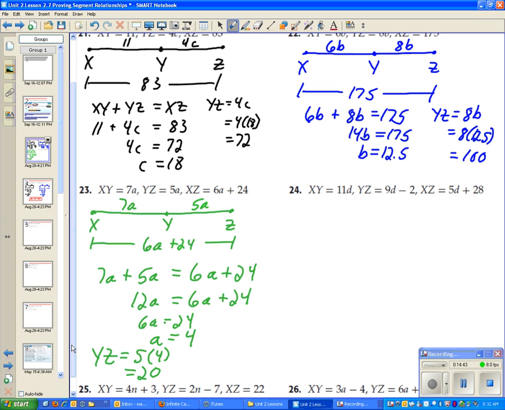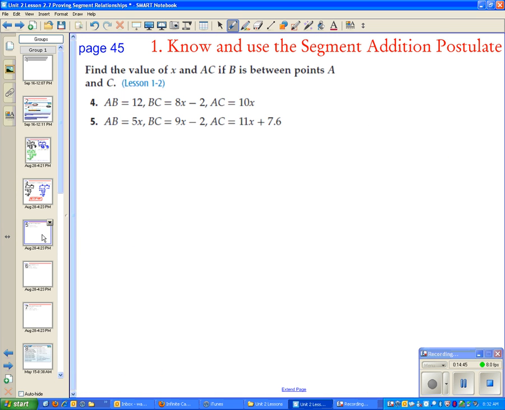Think you got it? I think you got it. All right. Just in case, try these two. These are from page 45.